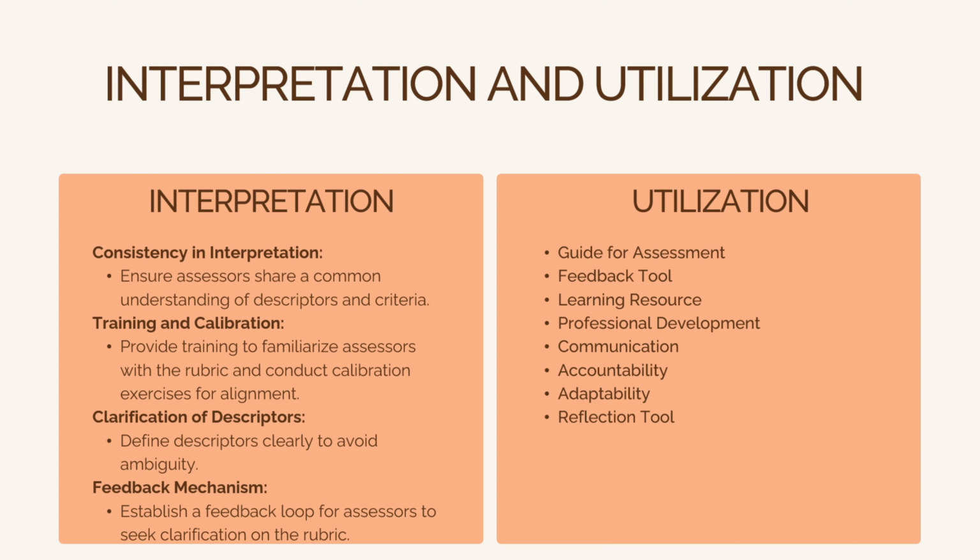Last, feedback mechanism. Establish a system where assessors can seek feedback and clarification on the rubric during the assessment process. A feedback mechanism promotes continuous improvement, helps address uncertainties, and ensures assessors stay aligned with the intended criteria.